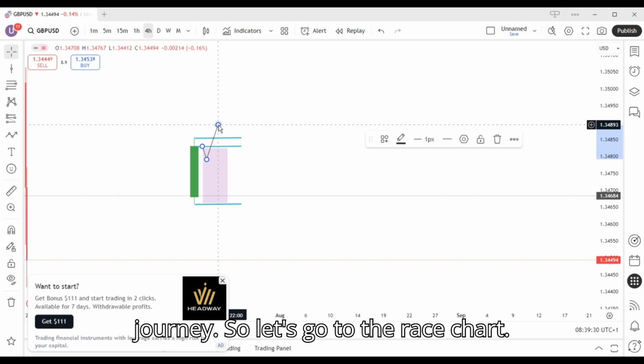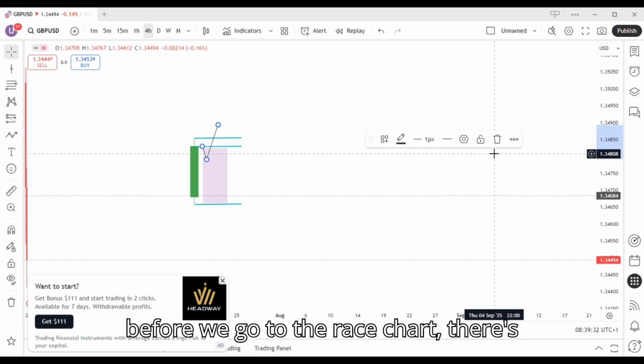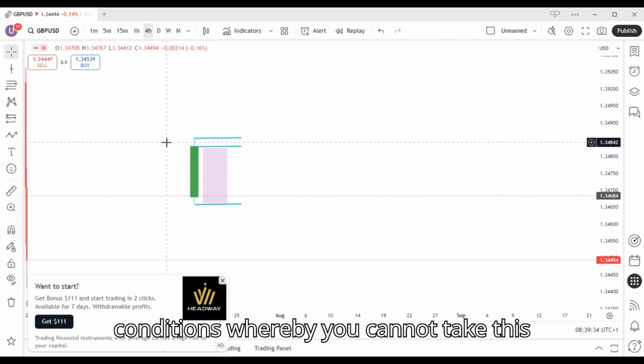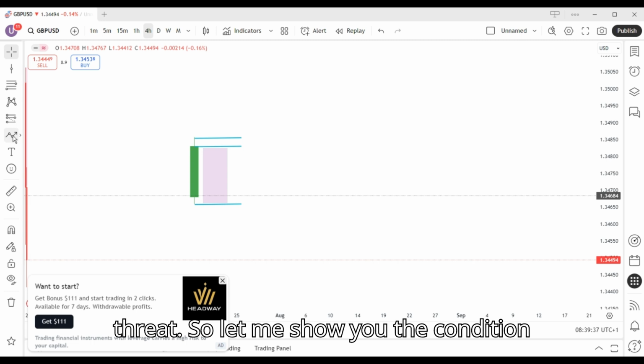So let's go to the chart, let me show you this strategy. But before you go to the chart, there are conditions whereby you cannot take this trade. So let me show you the conditions.